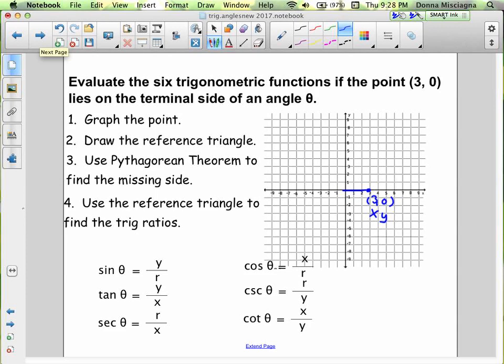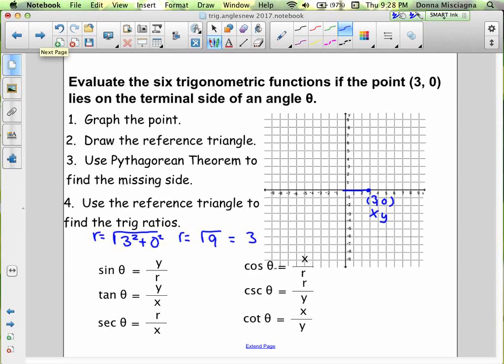Here I got nowhere to go, so obviously I can't draw anything. I drew a line from the origin to the point, but that's it, right? I don't have any vertical distance to draw back to the x-axis. So let's find our r. r is the square root of 3 squared plus 0 squared, which is the square root of 9, which is 3. Surprise, surprise, the length is 3 units long. How could we have guessed?